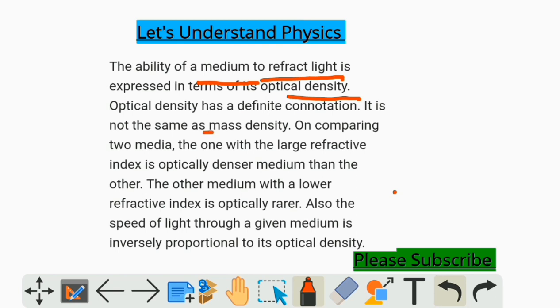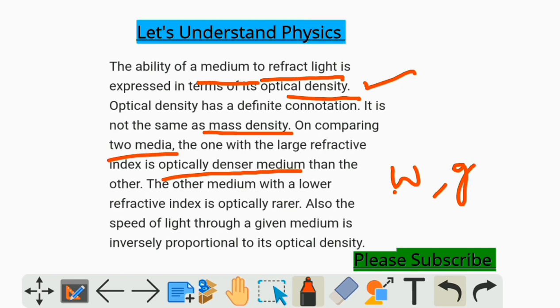It is not the same as mass density. We know density with respect to mass is equal to mass by volume, but they are telling that refraction of light is through a transparent medium, and that optical density doesn't depend upon the mass density of the medium. On comparing two media, the one with a larger refractive index is the optically denser medium. So when they have given two different transparent media, for example water and glass, then depending upon the optically denser medium, the light refracts, isn't it?